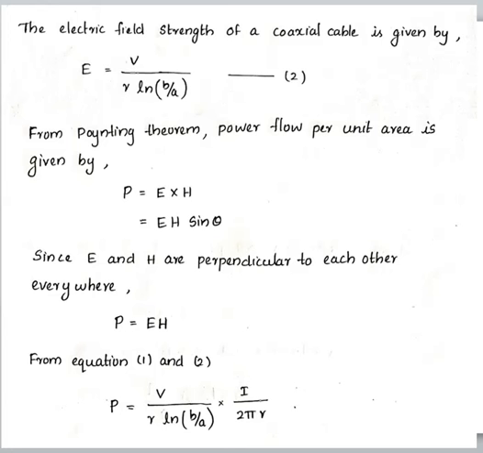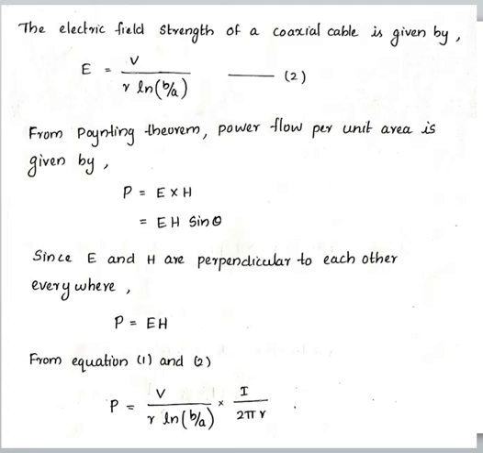E is equal to V divided by r ln b by a. It is marked as equation number 2. From Poynting theorem, power flow per unit area is given by P is equal to E cross H, that is equal to EH sin theta. Since E and H are perpendicular to each other, theta is equal to 90 degrees, and sin 90 is equal to 1. Therefore, P is equal to EH.